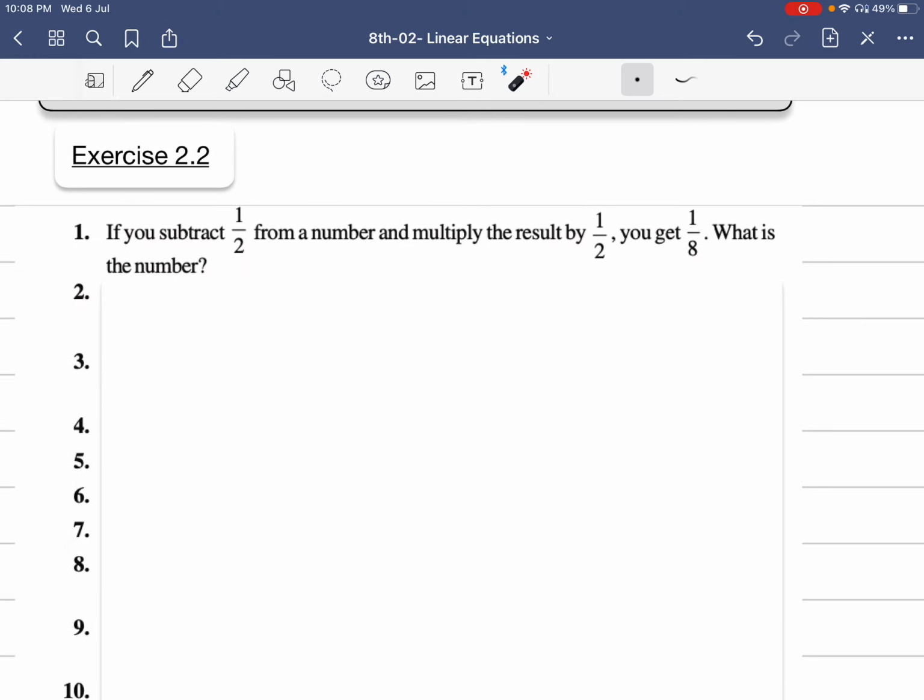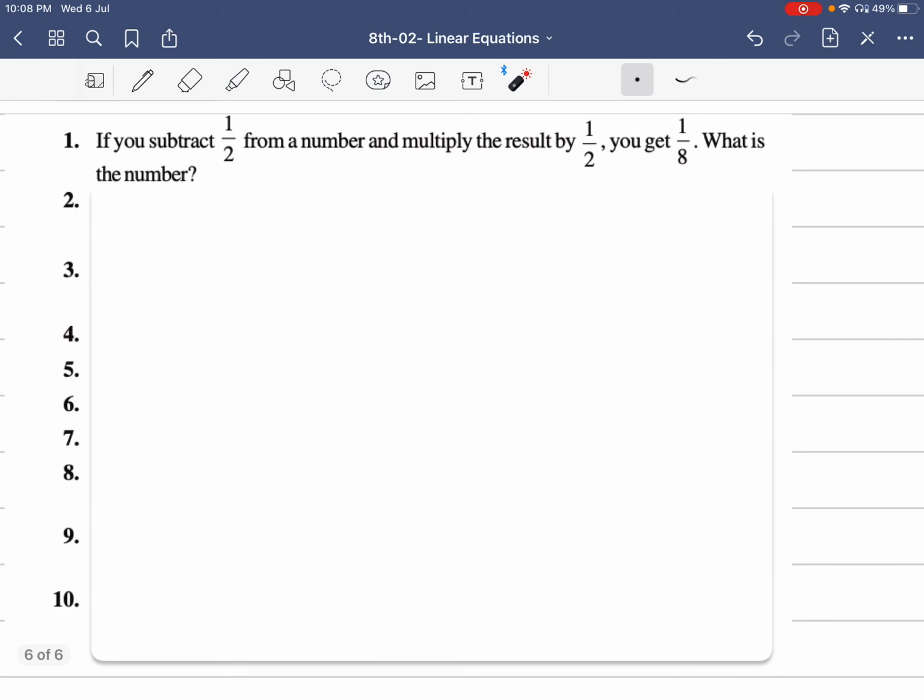So let's begin by looking at problem number 1 from exercise 2.2. Let's read the statement. If you subtract half, 1 by 2, from a number and multiply the result by 1 by 2, you get 1 by 8. What is the number? A very simple, straightforward question. Typically, whatever has been asked to find out, what is the number, that value that we have to find will be called x.